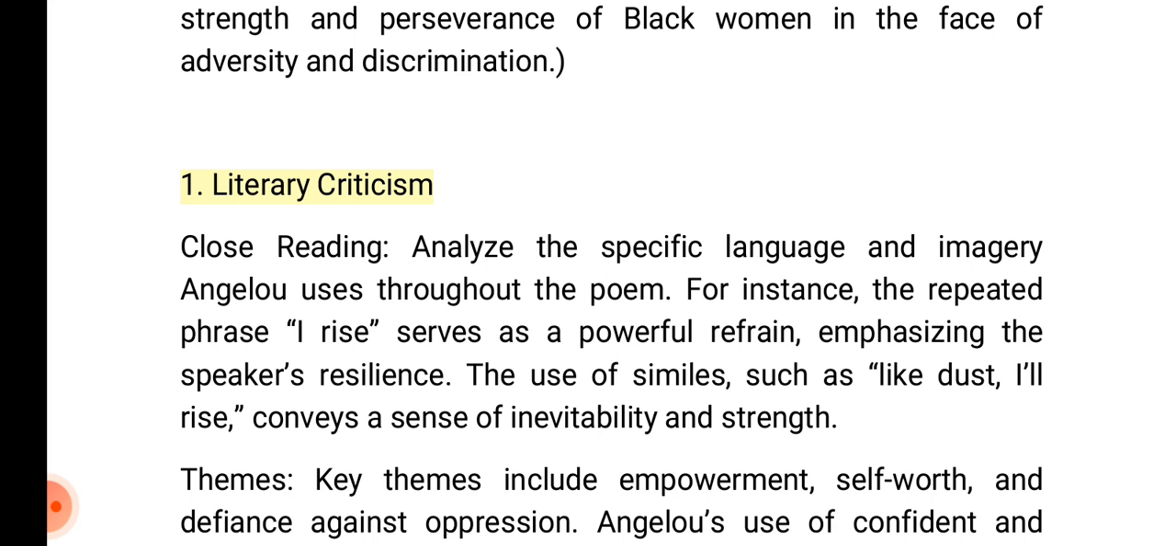1. Literary criticism. Close reading. Analyze the specific language and imagery Angelou uses throughout the poem. For instance, the repeated phrase, "I rise," serves as a powerful refrain, emphasizing the speaker's resilience. The use of similes, such as, "like dust, I'll rise," conveys a sense of inevitability and strength.